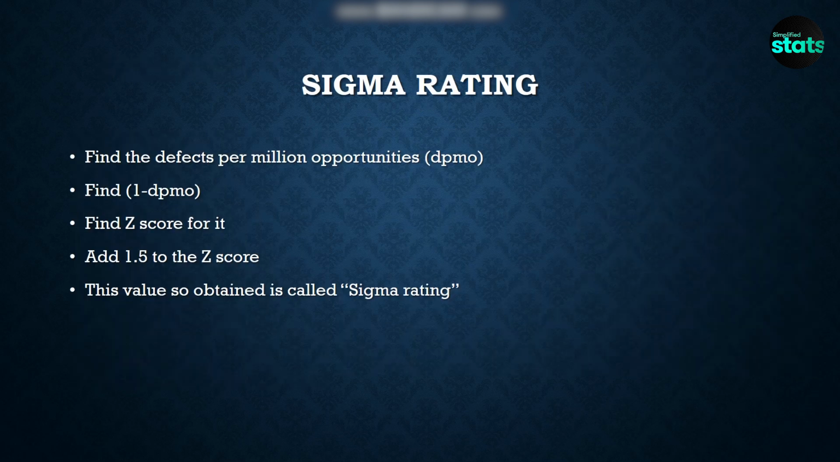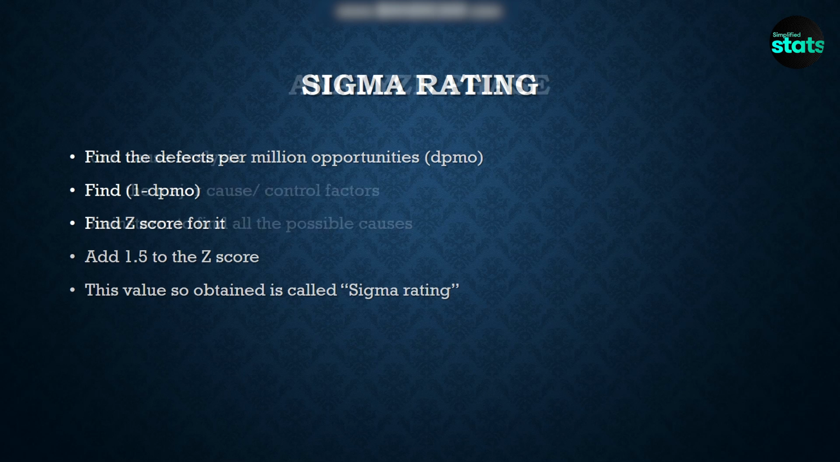Last but not the least, another tool that helps in measure phase is sigma rating. To calculate sigma rating, all you need to do is find out the number of defects in 1 million units produced. Once you find the value of defects per million opportunities, you subtract it from 1. This value gives you the probability under the normal curve. You find out the Z-score for 1 minus DPMO and add 1.5 to it to get the final sigma rating. You can always find certain online templates to calculate sigma rating directly in Excel or any software that you're using.